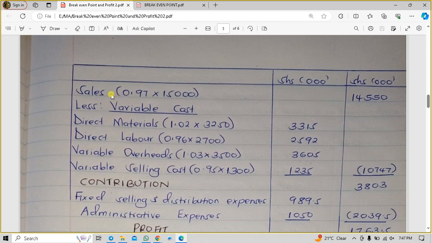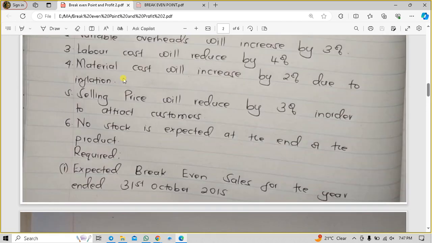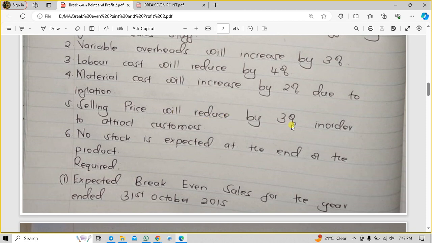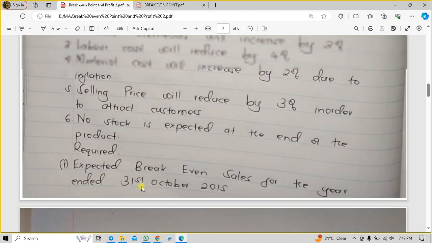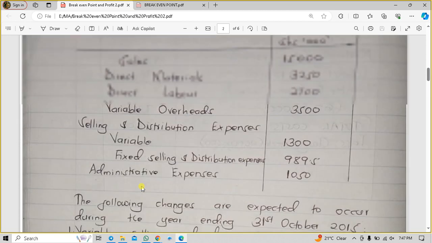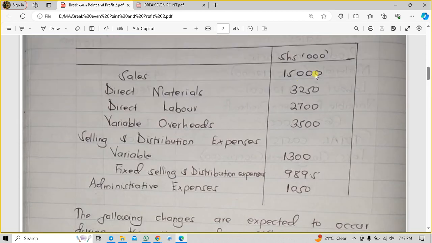So we are supposed to calculate break-even point. When you're given such a question, you're going to start with sales. The selling price will reduce by 3% in order to attract customers. So it means that we'll go to sales. Our sales here is 15,000. So for us to be able to reduce it, we are going to multiply by 97%.